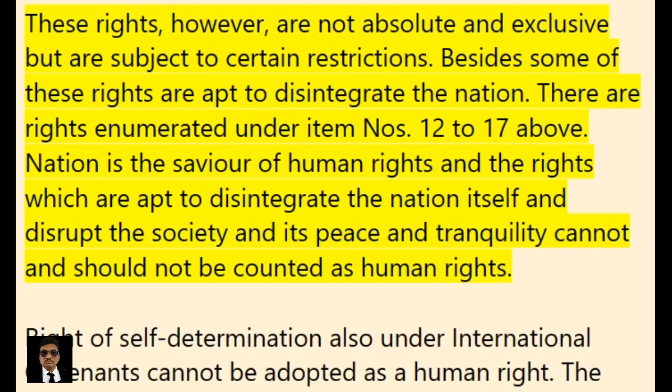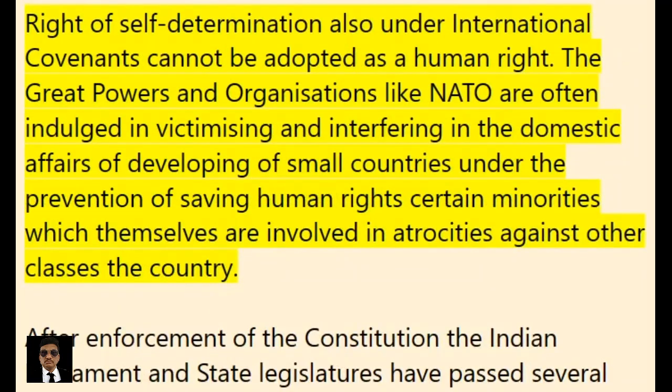The right of self-determination under international covenants also cannot be adopted as a human right. The great powers and organizations like NATO are often indulging in victimizing and interfering in the domestic affairs of developing and small countries under the pretext of saving human rights. Certain minorities are themselves involved in atrocities against other classes in the country.